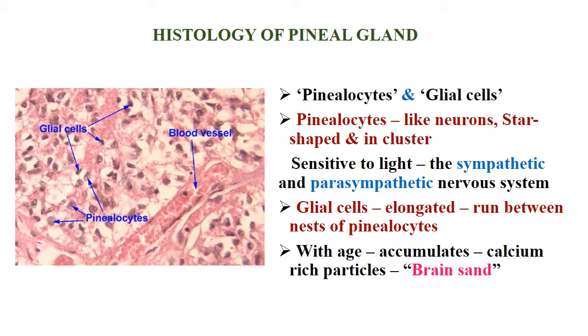The glial cells are elongated and run between the nests of the pinealocytes. Often their nuclei are more dense and ovoid. With age, the pineal accumulates large calcium rich particles, and these calcium rich particles are called brain sand.